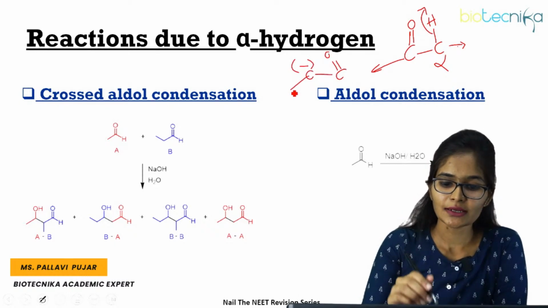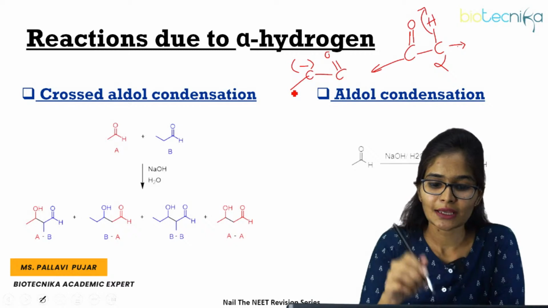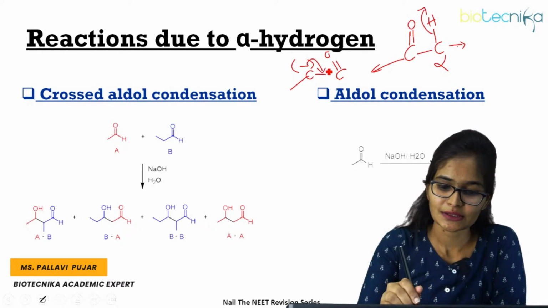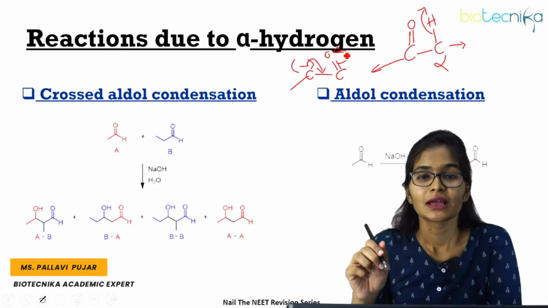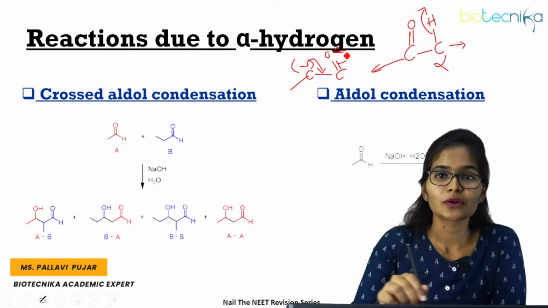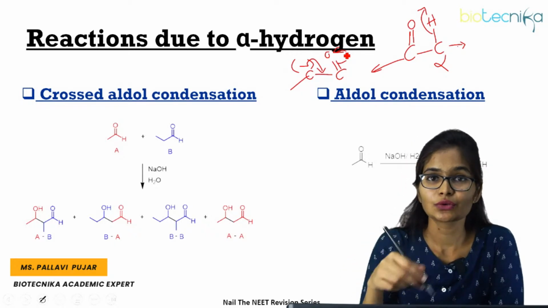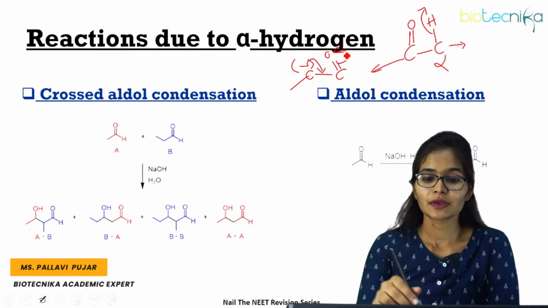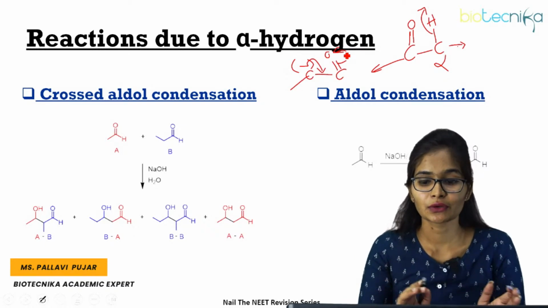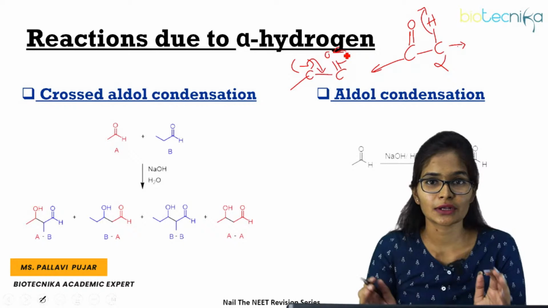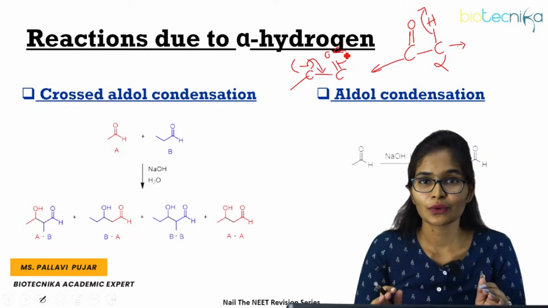This negative charge can mainly be stabilized by resonance, right? That's why its conjugate base, whatever you have formed, can be stabilized by resonance. That's why the alpha hydrogen will be more reactive with respect to the aldol condensation or crossed aldol condensation, whatever we are going to study now.